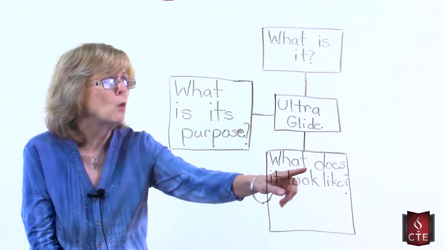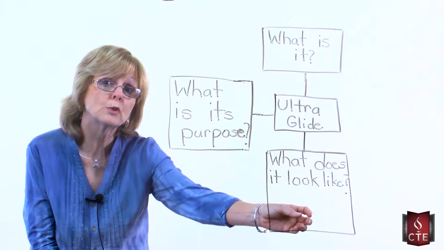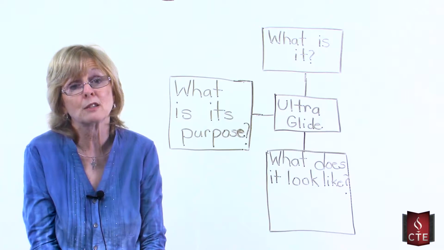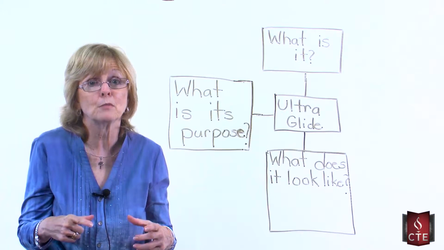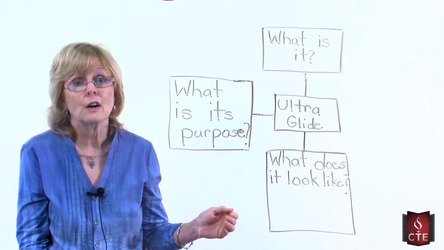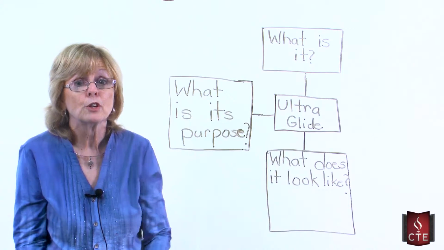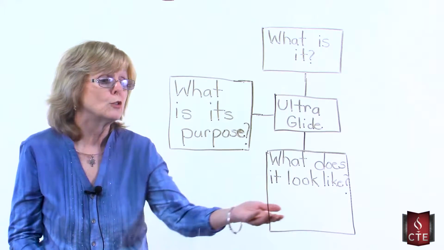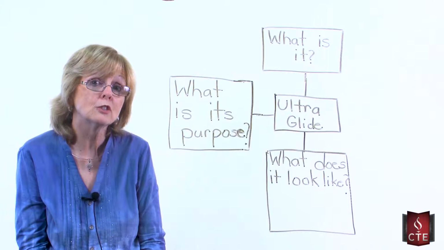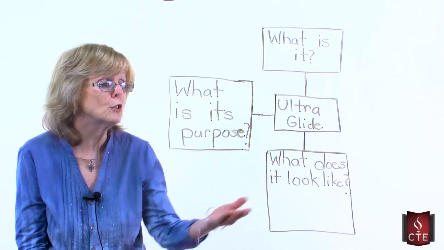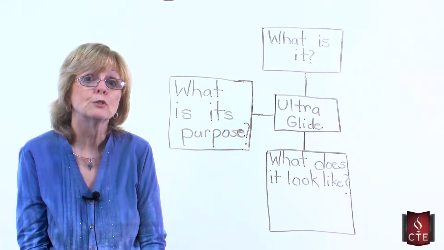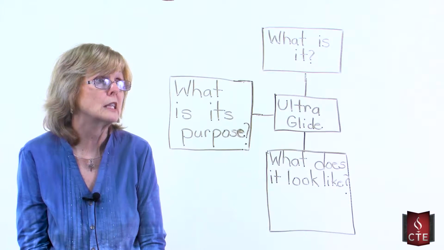And then finally, what does it look like? Within the story itself, there's an excerpt that describes that it has a turntable, it has a needle at the end of the arm, and they could draw this. You could even perhaps find a picture of an ultraglide, or you could simply use the words to talk about what an ultraglide is.